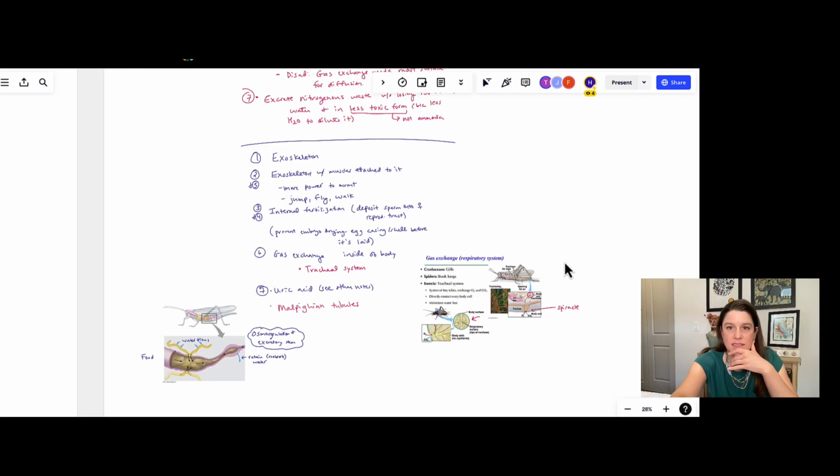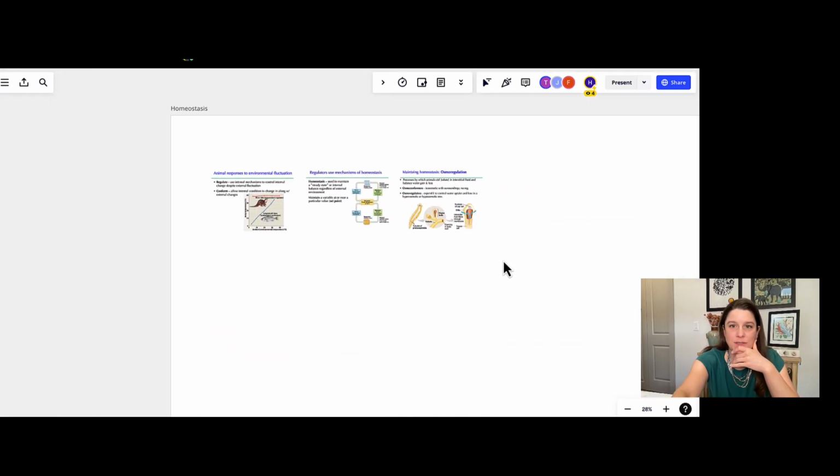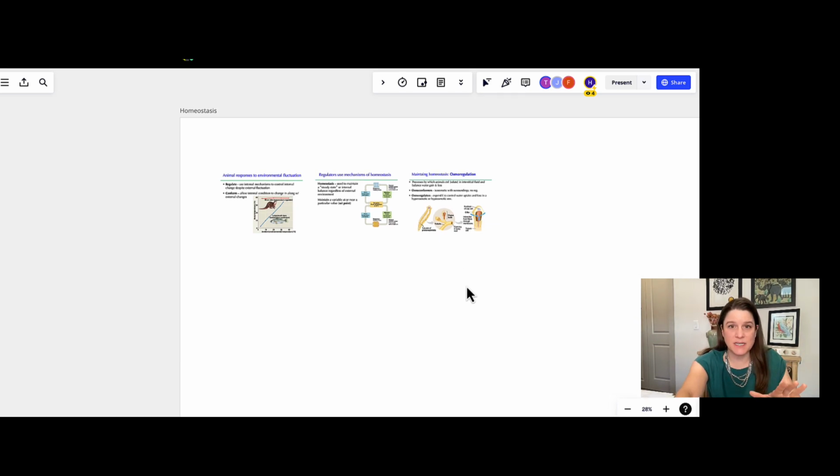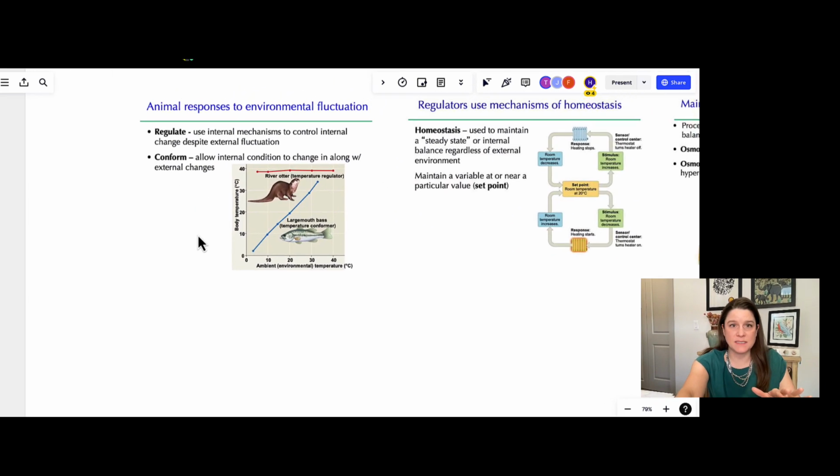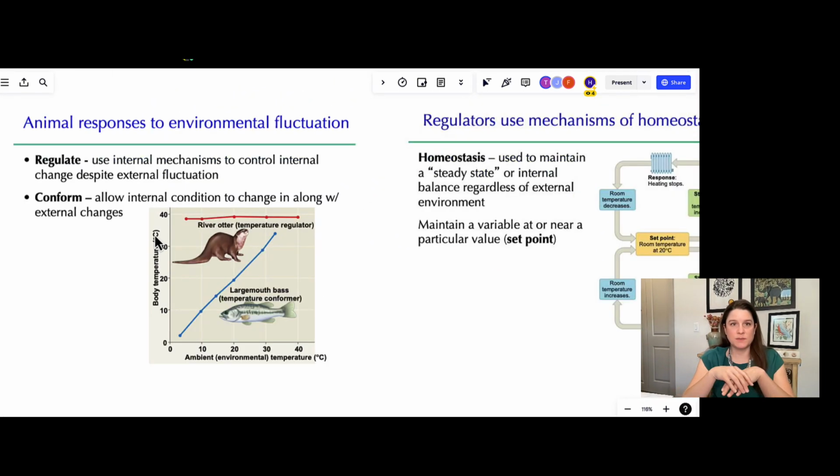Okay, I guess I have one more little thing I want to mention, which we've already kind of talked about with the excretory system, particularly with osmoregulation, which is this idea of homeostasis. You'd want to be able to talk about some homeostatic mechanisms.